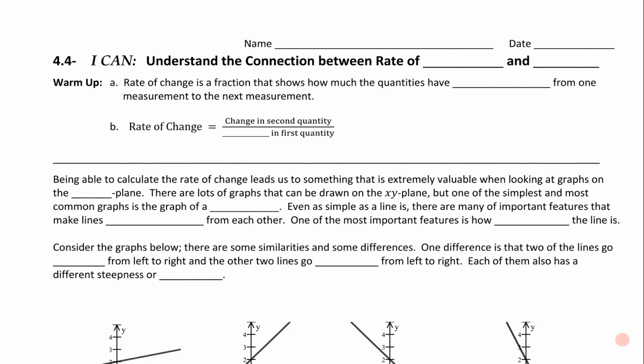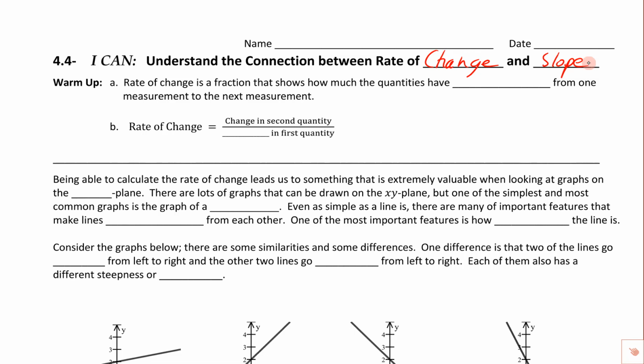Okay, today in 4.4 we're going to make some connections with a few of the things that we've been studying. So the I can statement for today is: I can understand the connection between rates of change and slope. So we've talked about both of those things. We found rates of change and we found slope, and now we're going to talk about how we can connect the two of these ideas. They're very, very closely related.